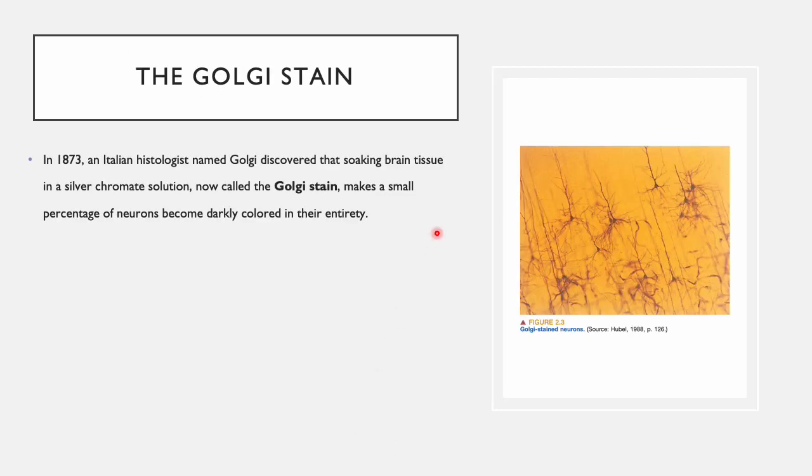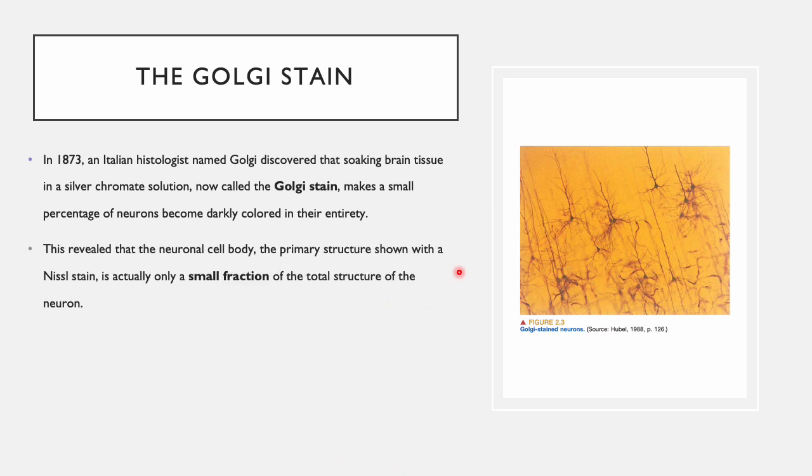Another stain that was invented was called the Golgi stain. And the Golgi stain was very innovative. What he did was he soaked the brain tissue in a silver chromate solution, and it actually allowed him to see the entire neuron, not only the nuclei or the cell body, but the axons branching away from it.